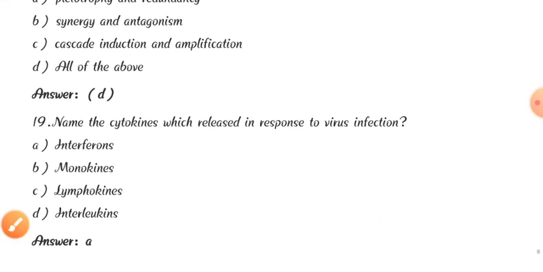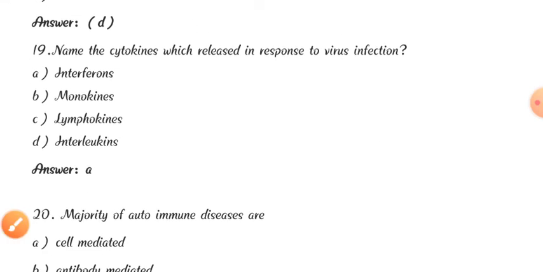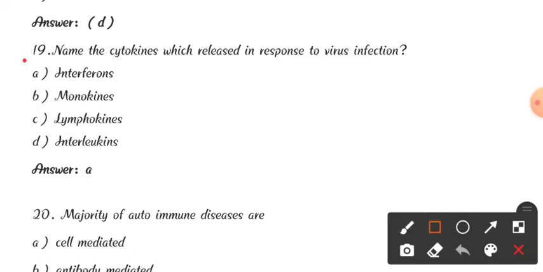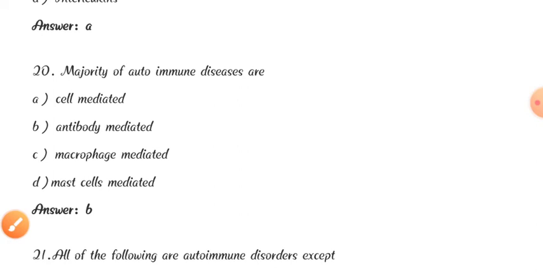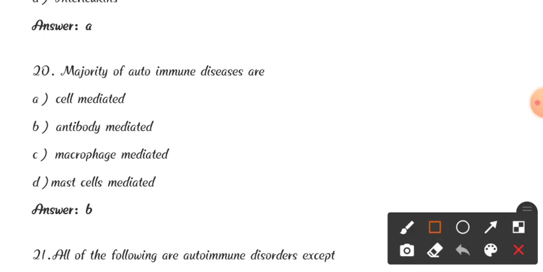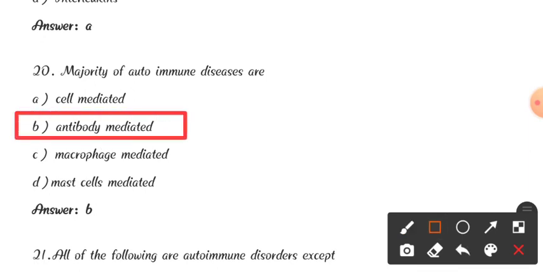Now next question, question number 19, name the cytokine which is released in response to virus infection. So option A, that is interferon, is the correct answer. Now next question, the majority of autoimmune diseases are, option B, antibody mediated, is the correct answer. So the majority of autoimmune diseases are antibody mediated.